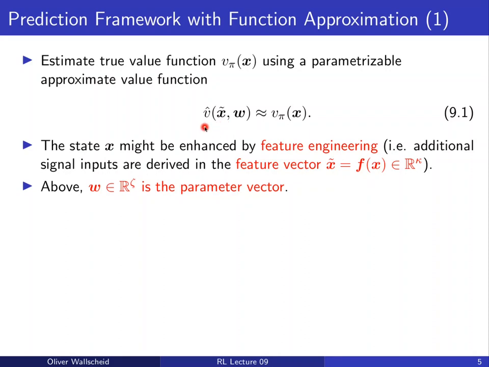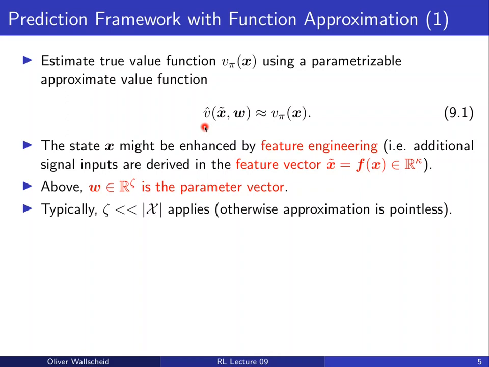Moreover, of course, we are assuming that the number of parameters, denoted here by eta, is much, much smaller than the number of states we are facing, because otherwise it wouldn't make any sense to use function approximation. So we have a comparably small number of parameters, which are the important set of our function approximation value function, compared to the state space.